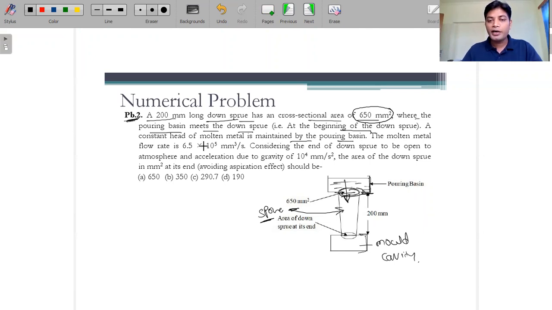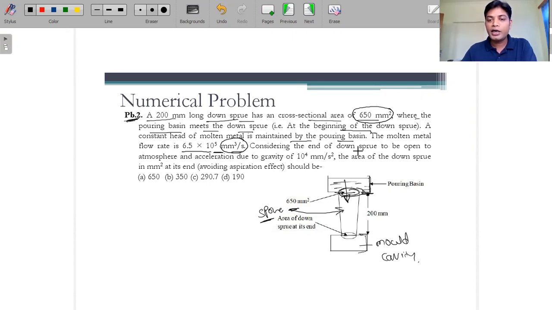Okay, the molten metal flow rate is 6.5 times 10 to the power 5 mm cube per second. So here this is not the mass flow rate, this is the molten flow rate, meaning volume flow rate, because this can also be identified by the unit, that is mm cube per second. So this is the Q given to you. I will write things down first, and just discuss what parameters are given to you.